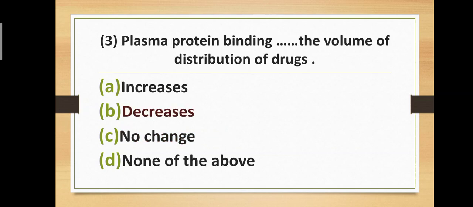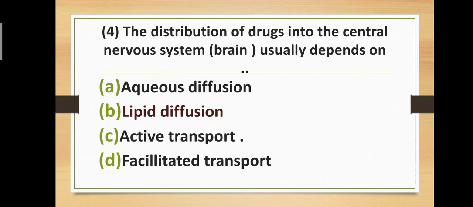Question number third. Plasma protein binding dash dash the volume of distribution of drugs. Option A increases, option B decreases, option C no change, and option D none of above. So correct answer is option B decreases. Plasma protein binding decreases the volume of distribution of drugs.